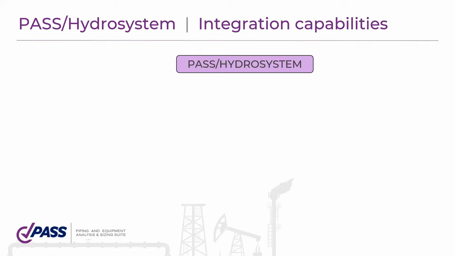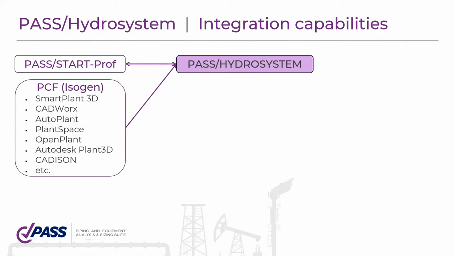Another good thing about HYDROSYSTEM is that it has very strong integration capabilities. We have a lot of interfaces with different software. First of all, HYDROSYSTEM has a two-way interface with our other software called PASTAR Prof. We will mention this program in our webinar once more. This is the software for piping stress analysis. So if you use HYDROSYSTEM and PASTAR Prof, you don't need to build the piping model twice. You can model it in HYDROSYSTEM and then export it to PASTAR Prof. Or vice versa, you can model it inside PASTAR Prof and then import it into HYDROSYSTEM. So you don't have to do this thing twice.